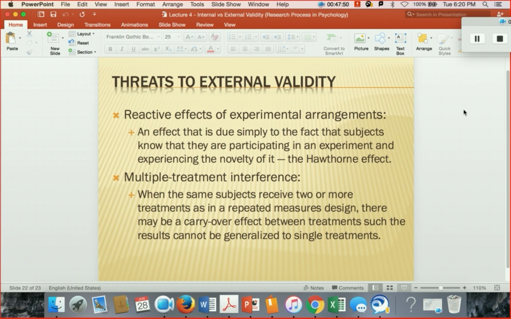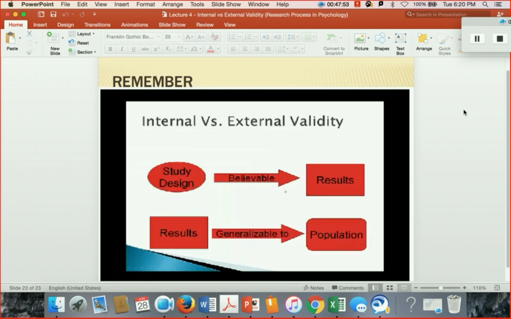So what do we need to remember? We need to remember the following with this distinction of internal versus external validity. At the top here we have internal validity and the relationship with our results. So my study design and the way that I implement my research study is ultimately going to make my results much more believable. So the better type of design that I have, the higher the internal validity, the more believable and more confident I'm going to be of my results. The better my results, the more likely it's going to be that they're going to be generalizable to the population. Hopefully. There's no guarantee, but that's what we hope for.